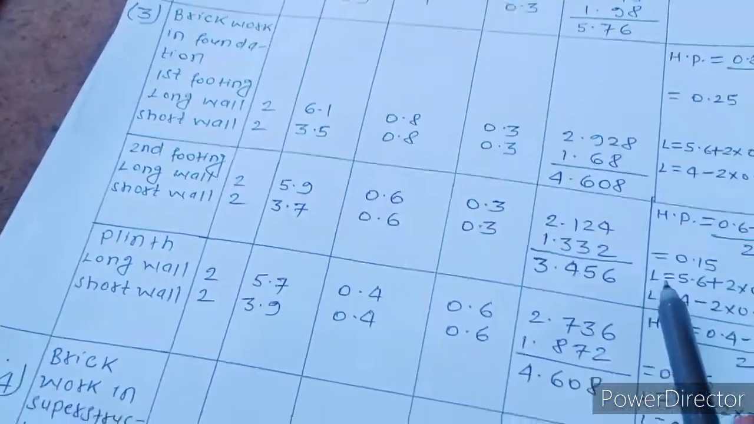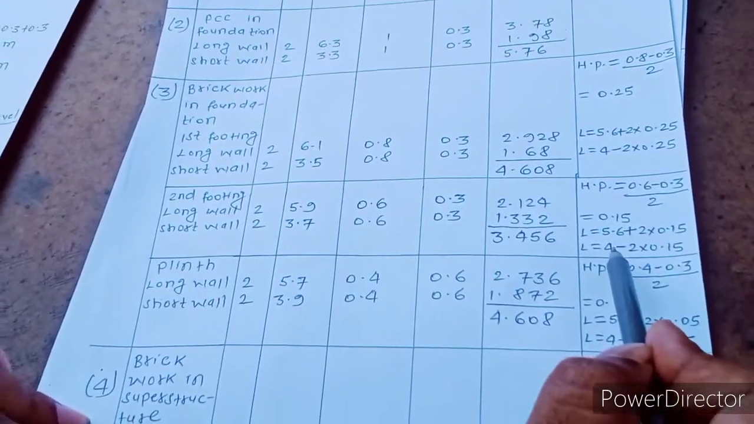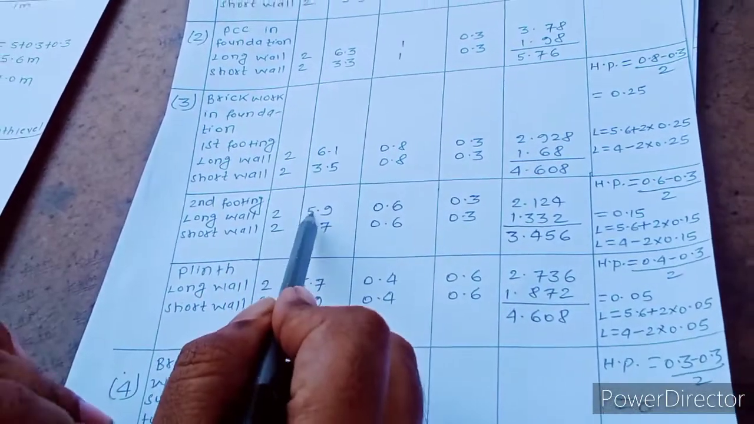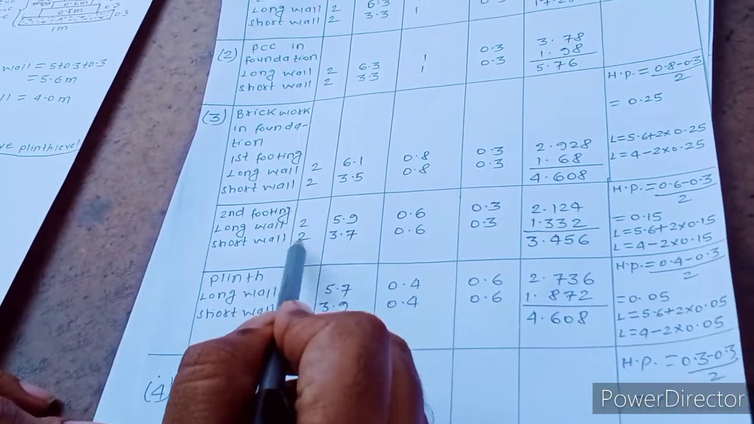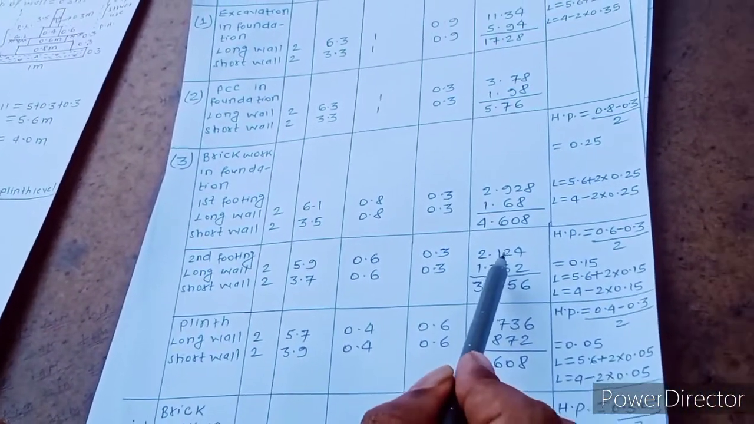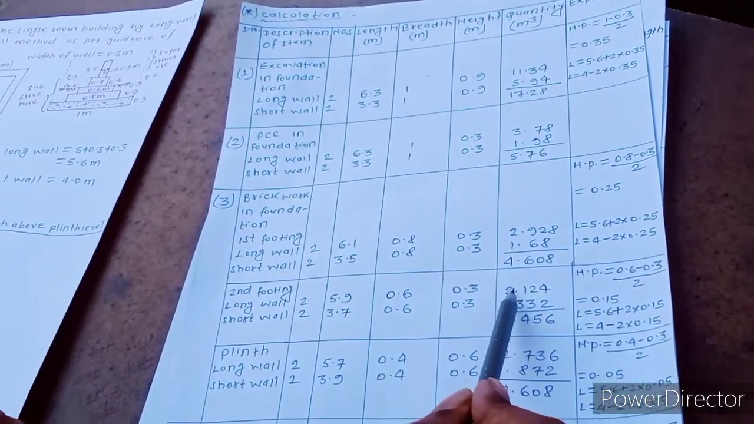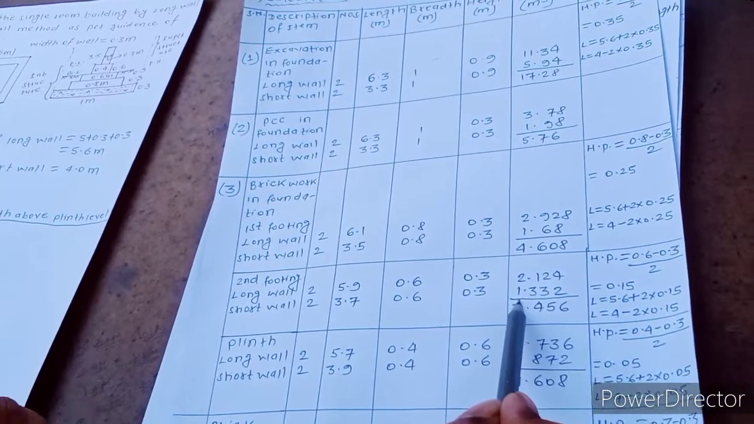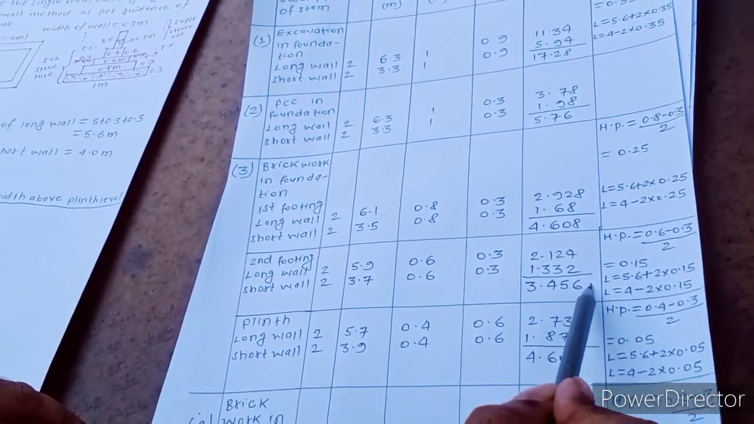So for long wall, 5.6 plus 2 into half projection, and for short wall, into-in length minus 2 into half projection 0.15. So the total length for long wall becomes 5.9 meter, and for short wall becomes 3.7. From this calculation we get the quantity for the second footing. For long wall it is 2.124 and for short wall 1.332. Total quantity of second footing is 3.456 cubic meter.